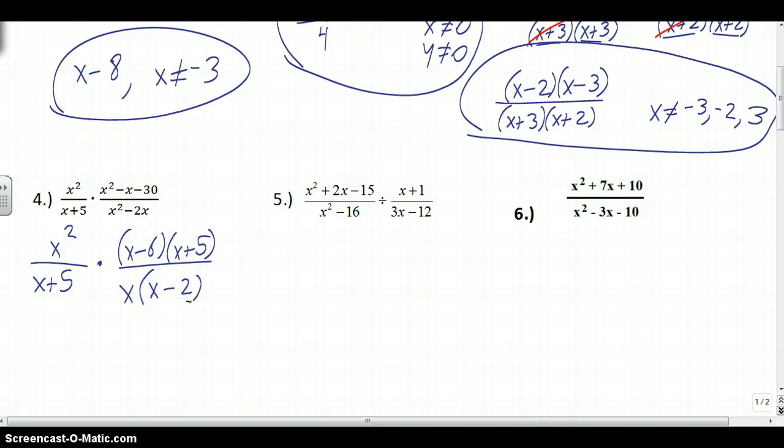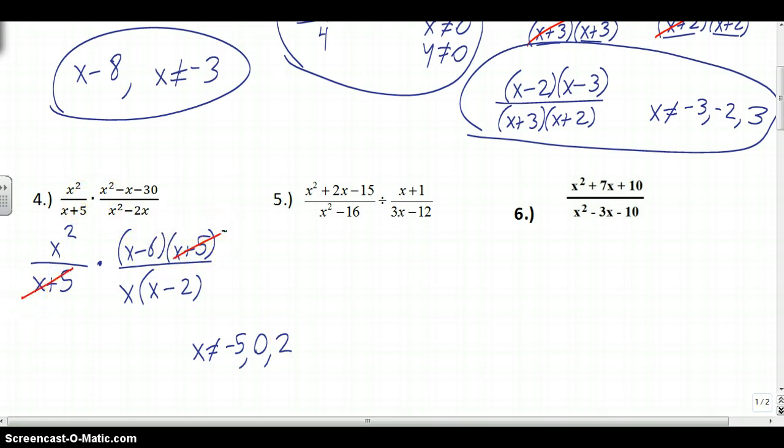Right? Well, now what can x not be? We might as well go ahead and say that. X can't be negative 5. From this one, it can't be 0. And from this one, it can't be 2. Okay? Don't have to check the numerator on this one because this was multiply, not division. Okay? Now you may cancel.